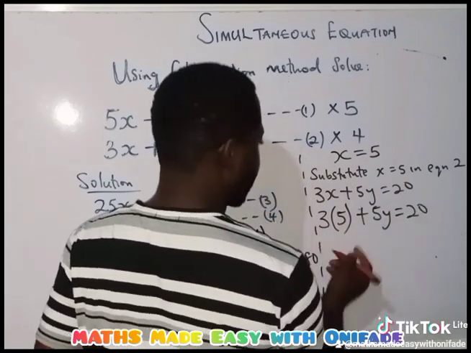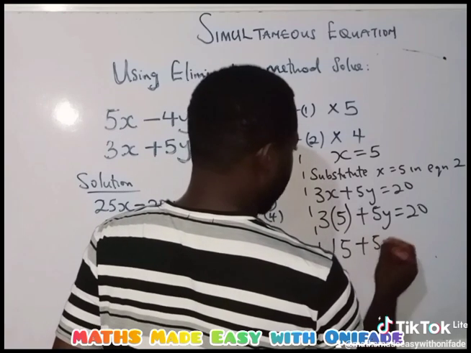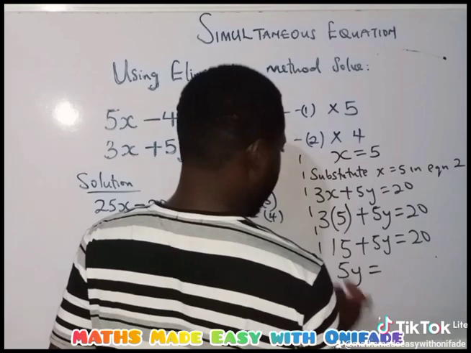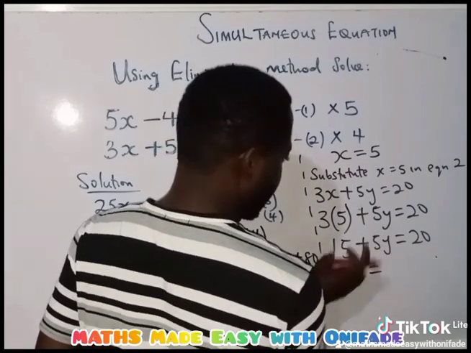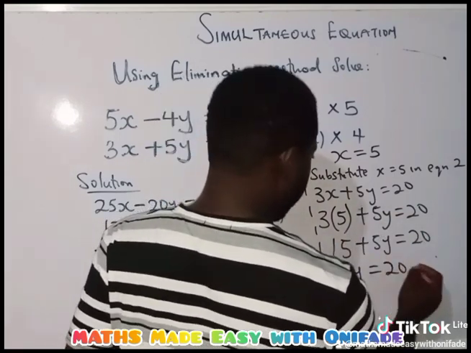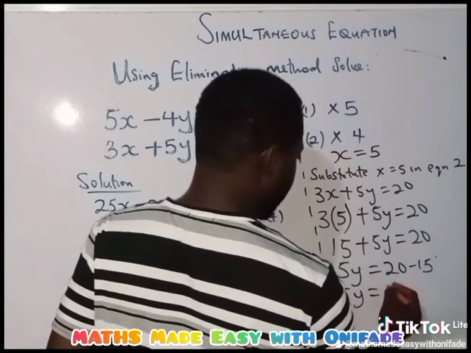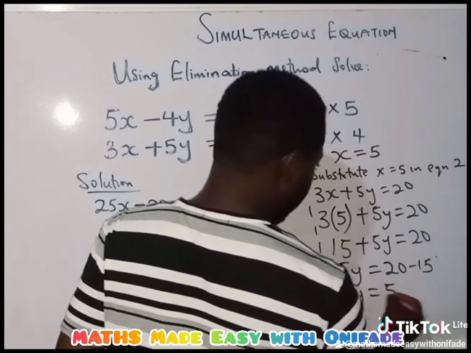Alright, so 3 times 5, 15, plus 5y equals to 20. Then I'm going to make y the subject. So this 15 should move here. So I'm going to have 20 minus 15. That's 5y equals to 5.